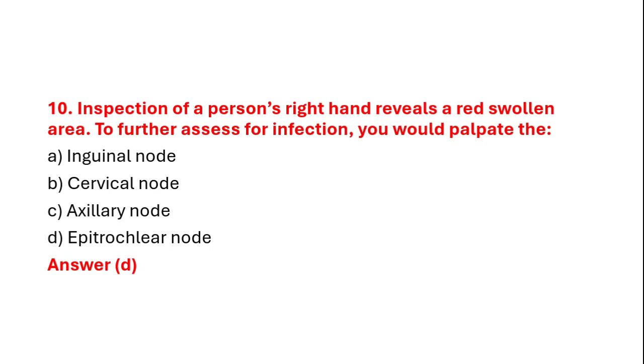Question number 10, inspection of a person's right hand reveals a red swollen area. To further assess for infection, you would palpate them. Option A, inguinal node. Option B, cervical node. Option C, axillary node. Option D, epitrochlear node. Correct answer is option D, epitrochlear node.